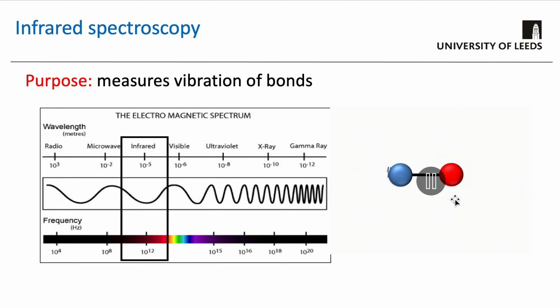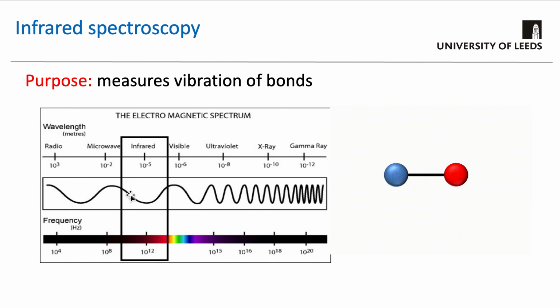Okay, so play that animation again. What that causes is bonds to vibrate, and all molecules do this. They vibrate along the axis of the bond, and this vibration has an energy, and the energy corresponds to the electromagnetic region of the spectrum.